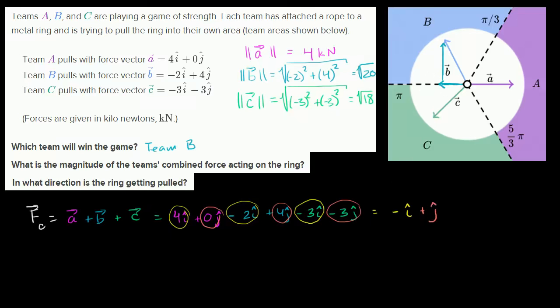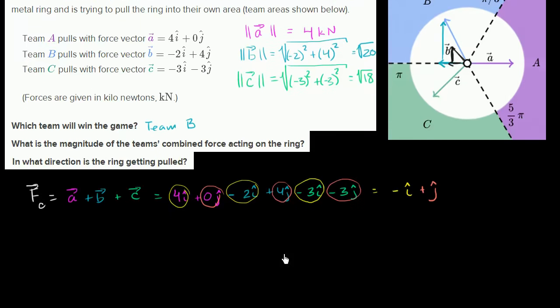So it might look something like this. So negative i plus a j gets us a vector that looks like that. And let me actually draw it a little bit bigger here. So if I were to draw our coordinate axes, this is my y-axis. This is my x-axis.